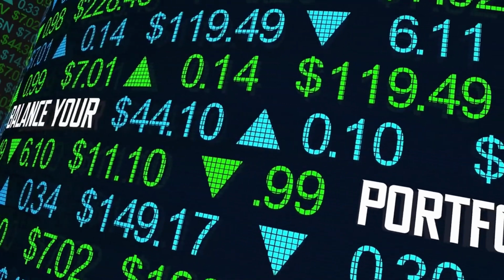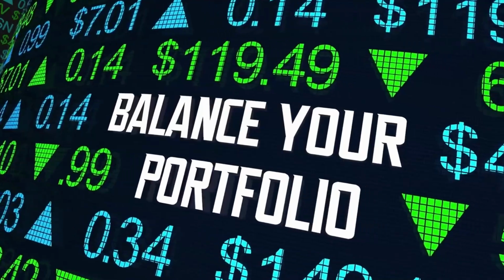Now that you know the different types of bonds, how do you choose the right one for your portfolio? Consider your investment goals, risk tolerances, cash flow needs, and time horizons. Diversification is key, so don't hesitate to mix in different types of bonds to balance risk and return.